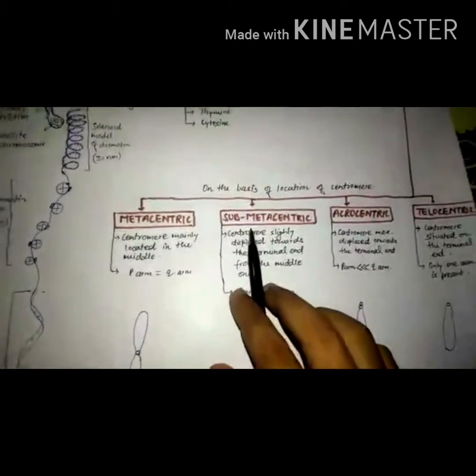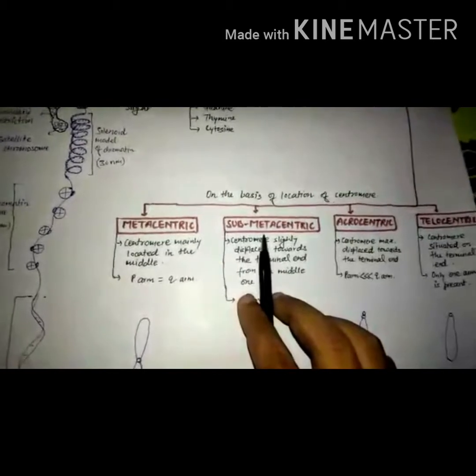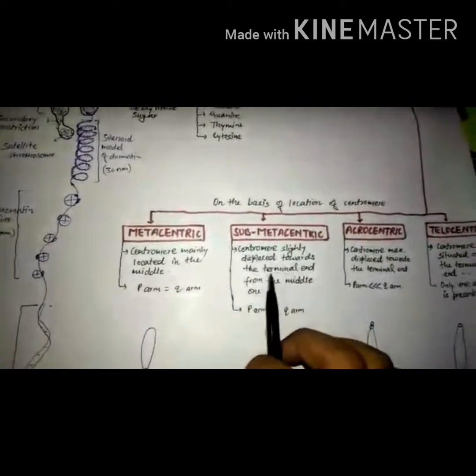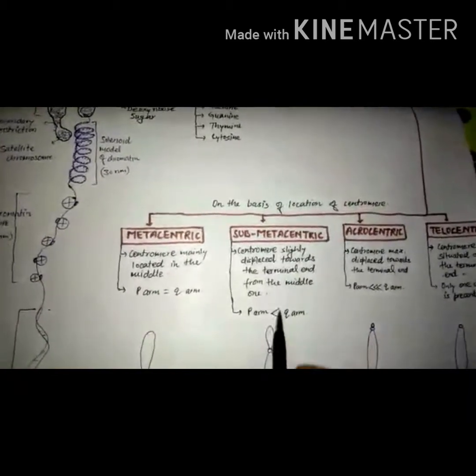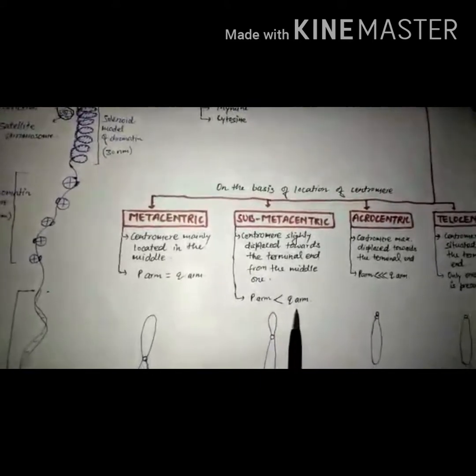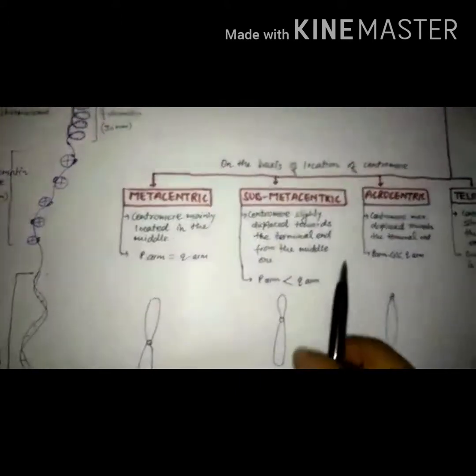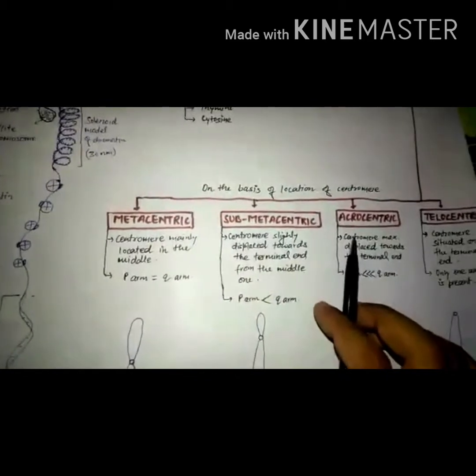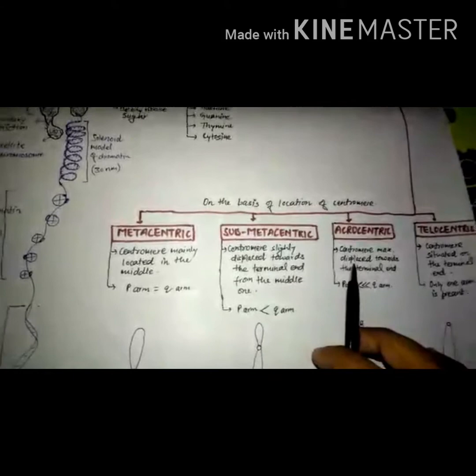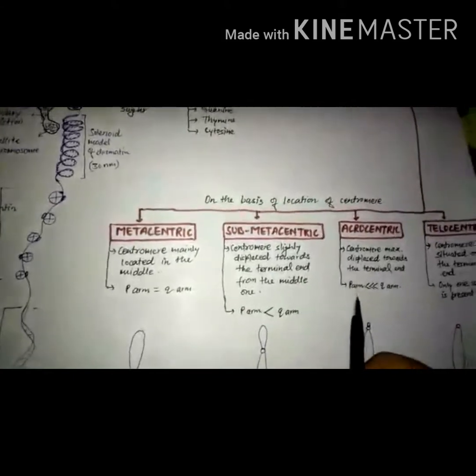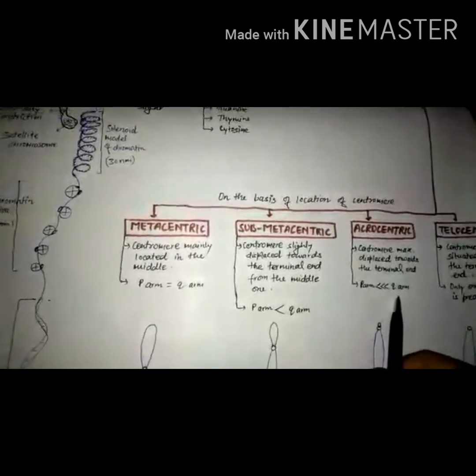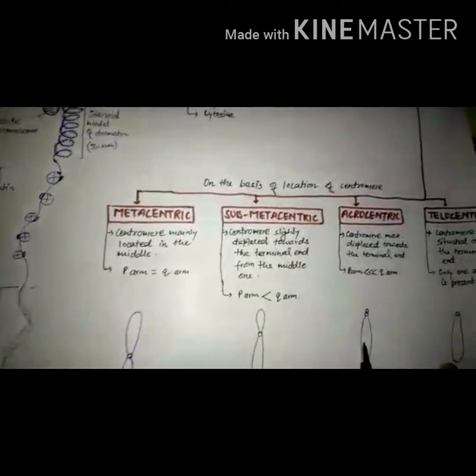Next is the submetacentric chromosome, in which the centromere is slightly displaced from the middle towards the terminal end. In other words, the p arm is less than the q arm. This is the figure. Next is the acrocentric chromosome. The centromere is maximally displaced towards the terminal end, so the p arm is very much less than the q arm. This is the figure of the acrocentric chromosome.